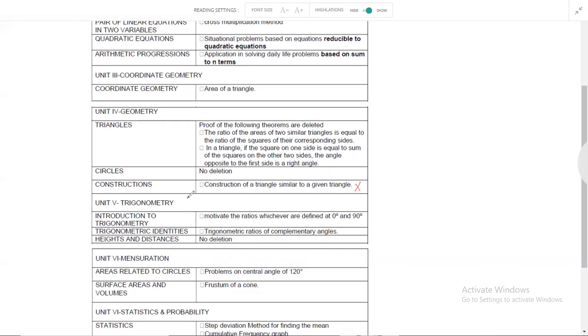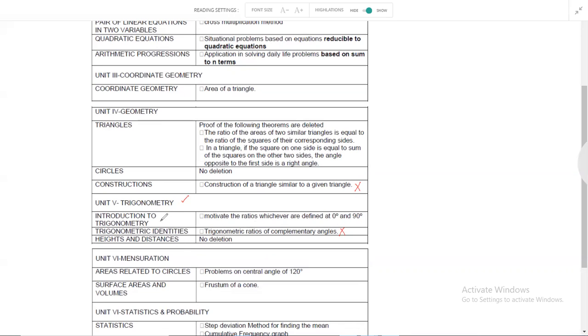Then the next unit is trigonometry. In trigonometry, you have two chapters. One is Introduction to Trigonometry, in which you learn trigonometric ratios and trigonometric identities. But you do not need to learn the subsection called trigonometric ratios of complementary angles. This will not be coming for the examination.